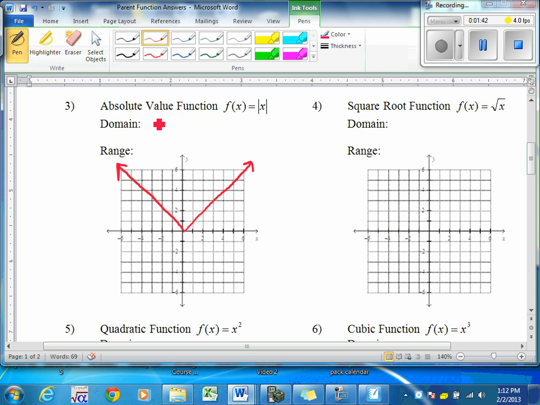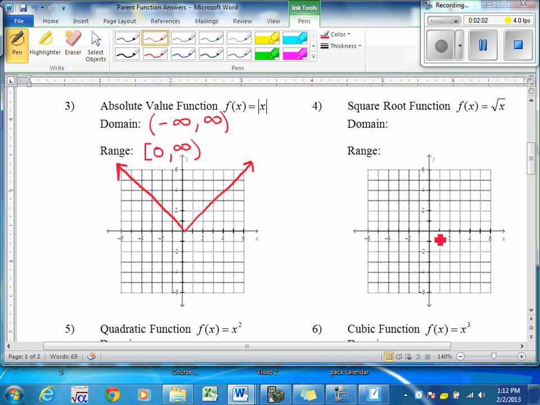My domain is, once again, I can put anything into the absolute value function. Put any number in there, it still works. My range is only positives. So that range is only from 0 to infinity.